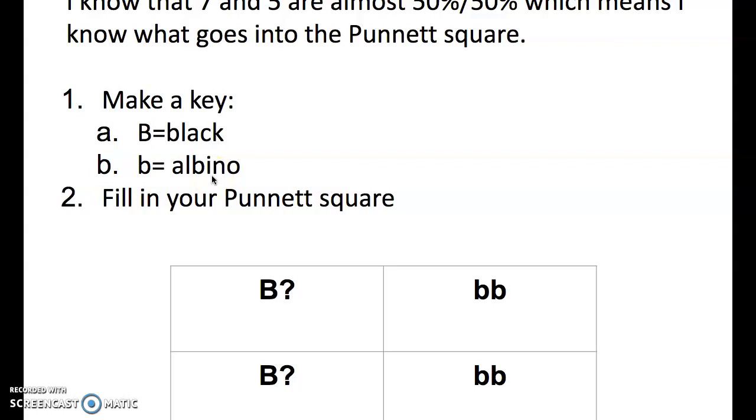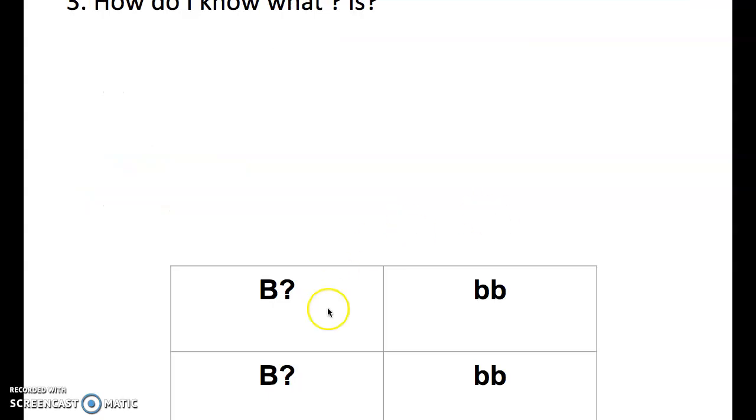The second piece of information that I have is that I know that 7 and 5 add up to 12, and 12 divided by 2 is 6. So 7 and 5 are almost 50-50, which means that I know what I will put into my Punnett square, right? If 50% of the offspring are black, I know at least one of their letters is a capital B. If 50% of the offspring are albino, I know that you have to use a homozygous recessive genotype. So that helps me out a lot because when I am looking at trying to figure out what this question mark is, I can basically pull these letters out of the box and see what happens, right?